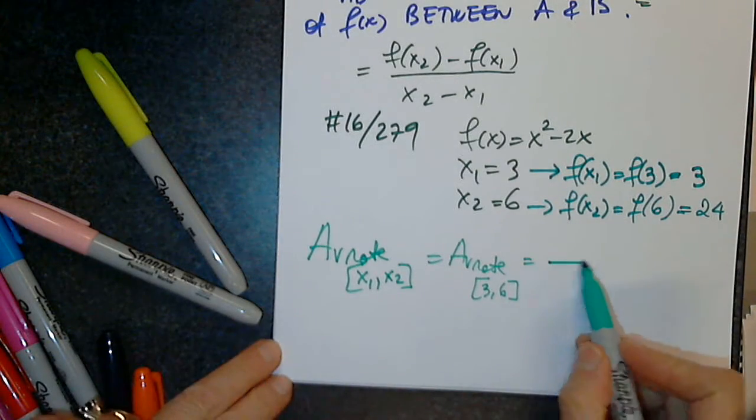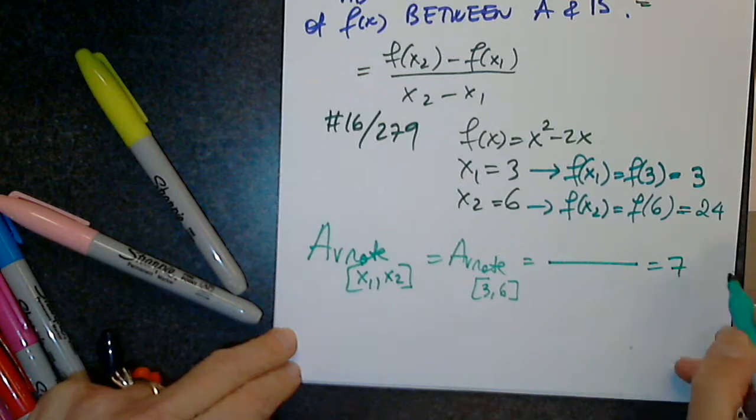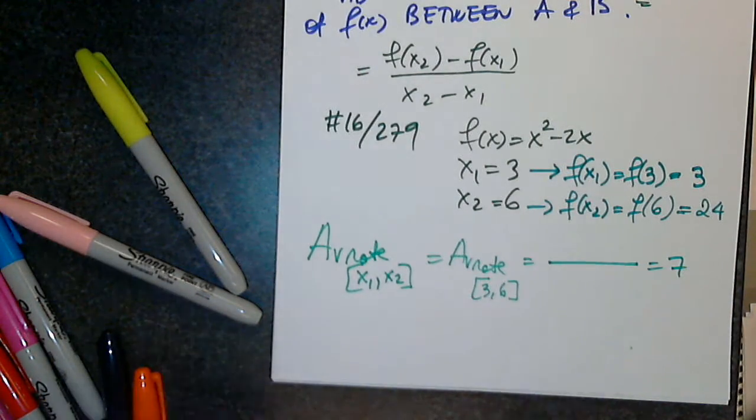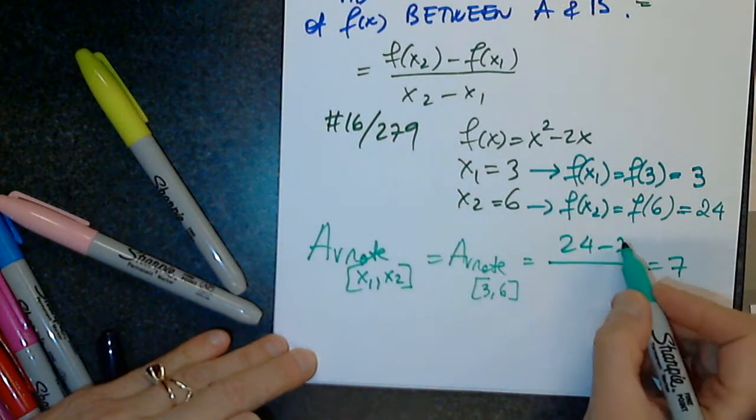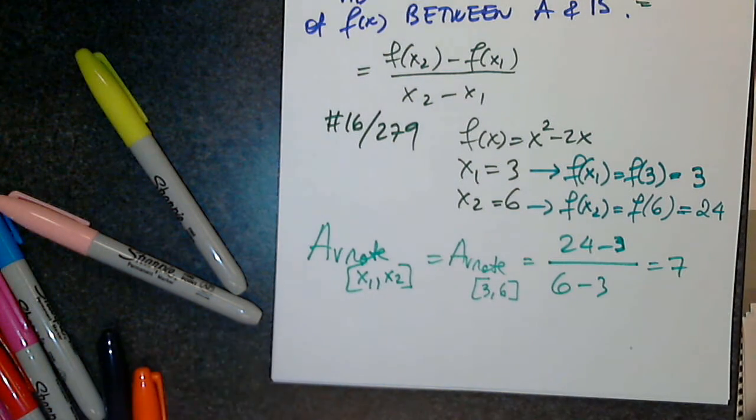Okay, so then can anyone dictate step by step before Shelby got to the 7? 24 over 6. Very good. The top is 21. The bottom is 3. The answer must be 7.